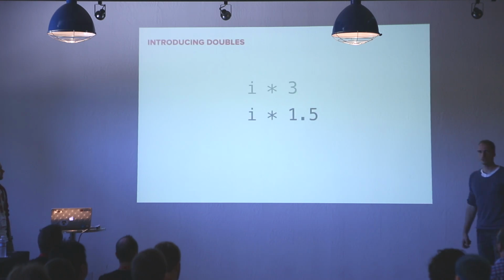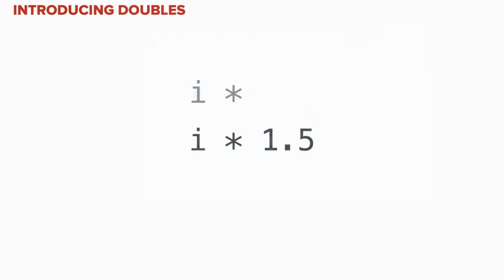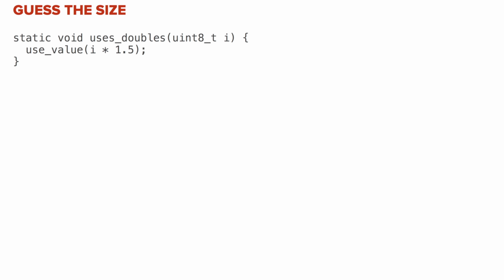Now, our requirements change, and instead of multiplying that number by 3, I'm now multiplying by 1.5. That means I'm changing the second argument from being an integer to being a double. Here's the code. Any guesses? How large is the function now? 64.